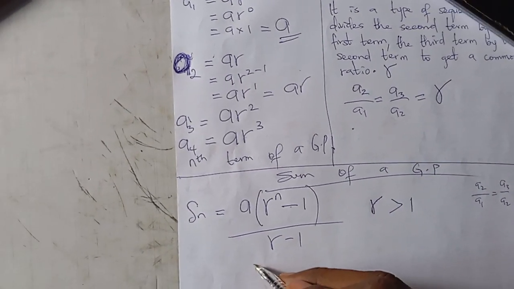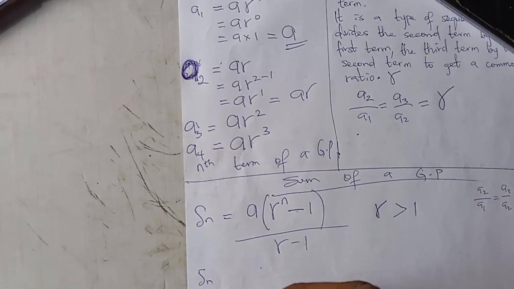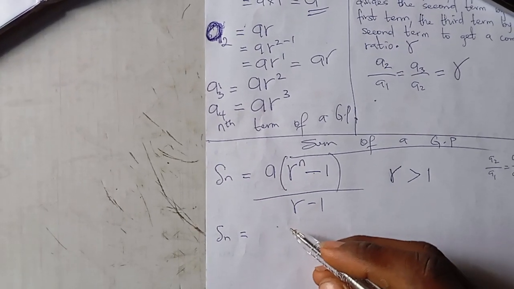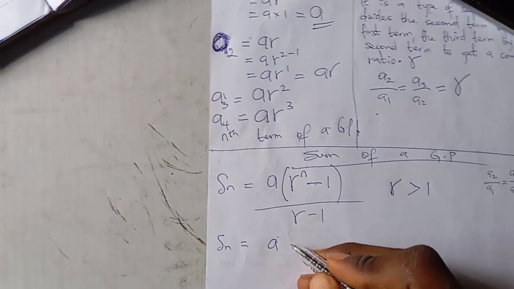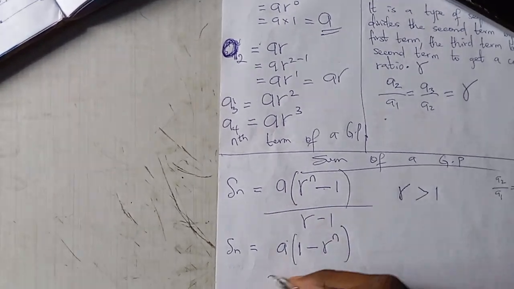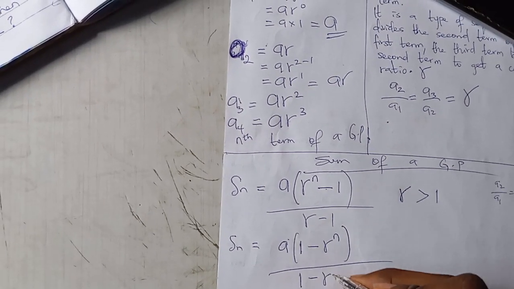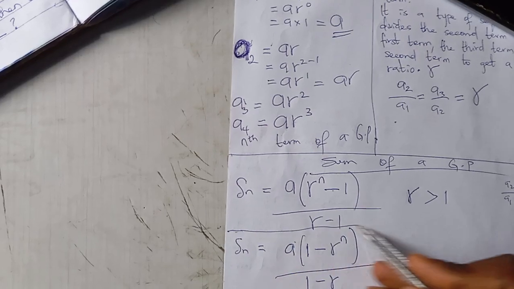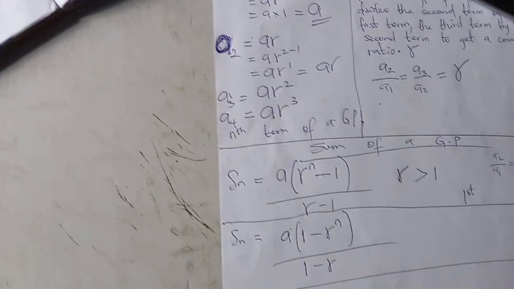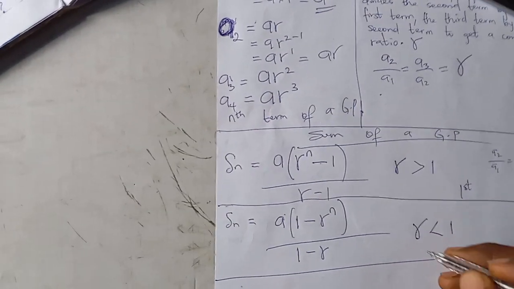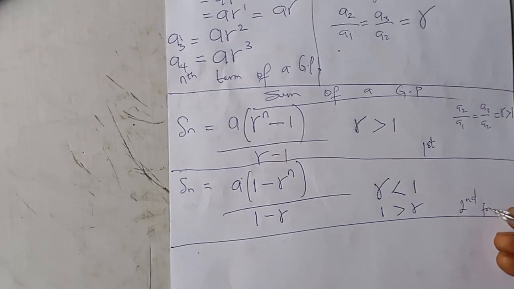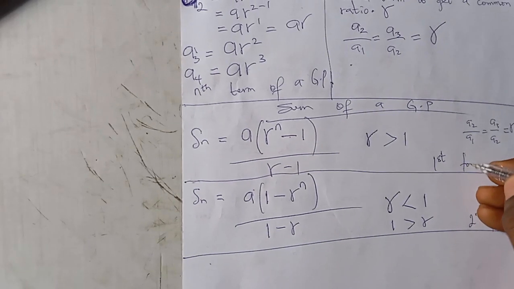You use this formula. But if you've done the common ratio and what you get is like 1 over 2 as your common ratio, 1 over 2 is 0.5, which is less than 1. That means the formula you will use is going to be A into 1 minus R raised to power n, all over 1 minus R. Very simple. So this is the first. This one is for when R is less than 1, or when 1 is greater than R. So this is the second formula. First formula.